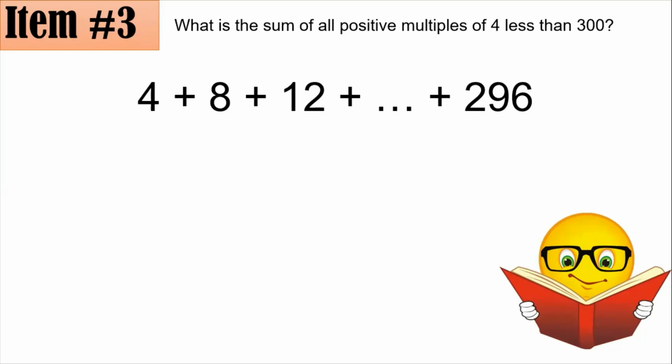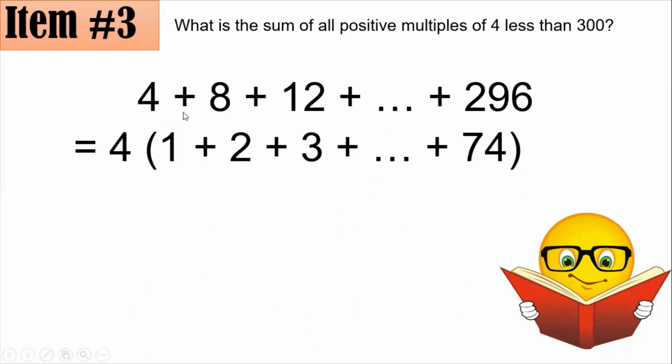And if you could notice, we could see that 4, 8, 12, and 296 have a greatest common factor of 4, right? And hence, by factoring out the greatest common factor 4 and dividing each term of this series by 4, we have 4 divided by 4 is 1, 8 divided by 4 is 2, 12 divided by 4 is 3, and so on until 296 divided by 4, which is 74. Hence, this expression is equal to 4 times the quantity, the sum of 1, 2, 3, all the way until 74. So it's 4 times the sum of the first 74 natural numbers.